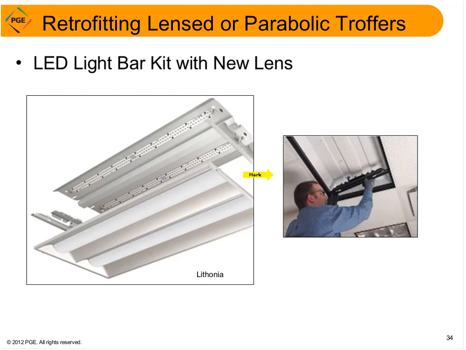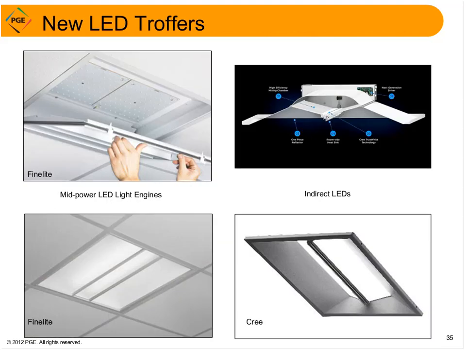New LED fixtures can also use this type of light bar. Here's a couple examples of new LED troffers with different illumination approaches. Finelite and others are using mid-power LED light engines that are similar to the ones they use to backlight flat-screen HD TVs. Cree has chosen to mount indirect reflecting LEDs on top of a room-side heat sink strip. Easy for me to say.